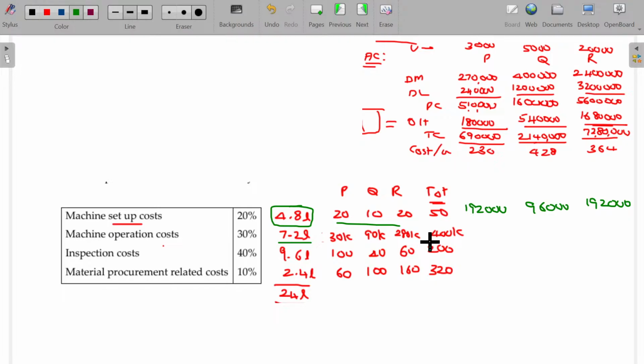This 7.2 will be shared using this ratio, 3 is to 9 is to 28. 54,000, 1,62,000, 5,04,000. This will be shared using this ratio.